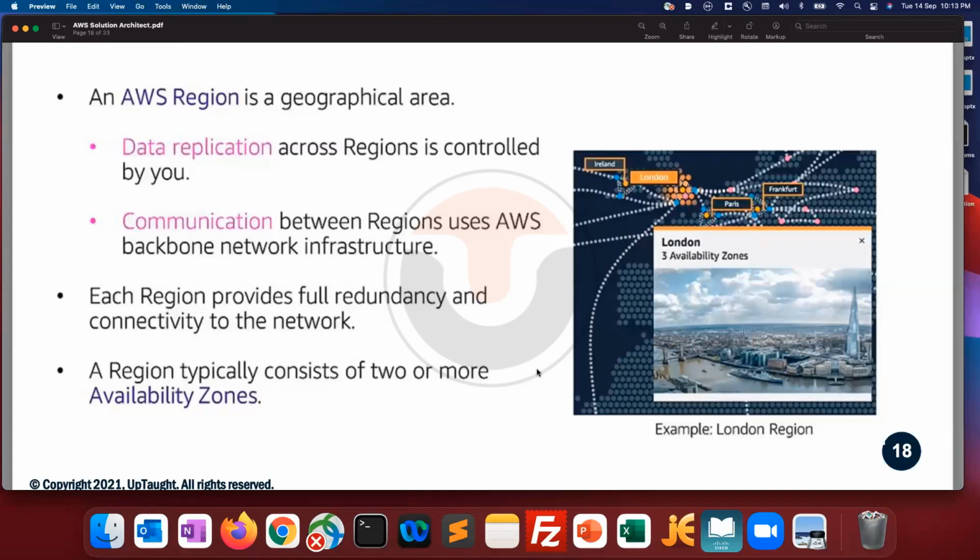The communication chain between the regions uses backbone network infrastructure, which means the communication between the London region and Mumbai region happens over the AWS backbone network infrastructure. You can have your applications hosted across the geographical area. Each region provides full redundancy and connectivity to the network. A region typically consists of 2 or more availability zones.